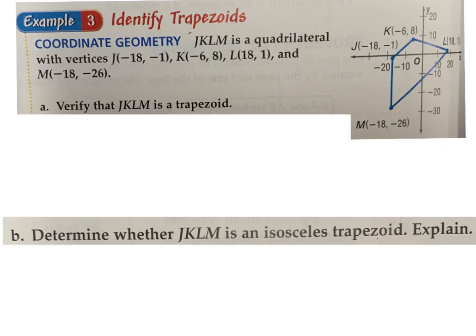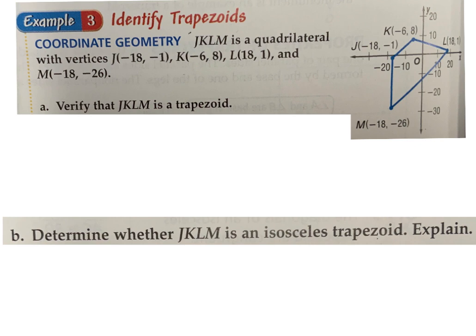All right, coordinate geometry. So then they say this is a quadrilateral. Verify that it's a trapezoid. So they told me it was a quadrilateral. They want me to verify that it's a trapezoid. Really, the only thing you have to do to verify that it's a trapezoid is look at your slopes.